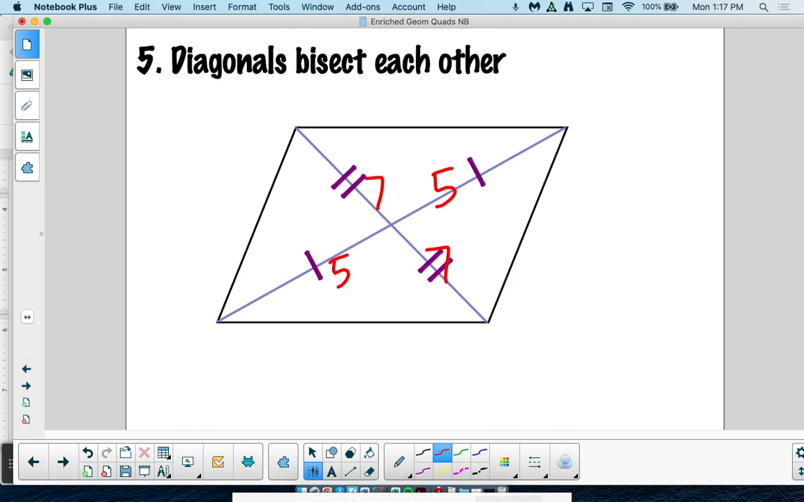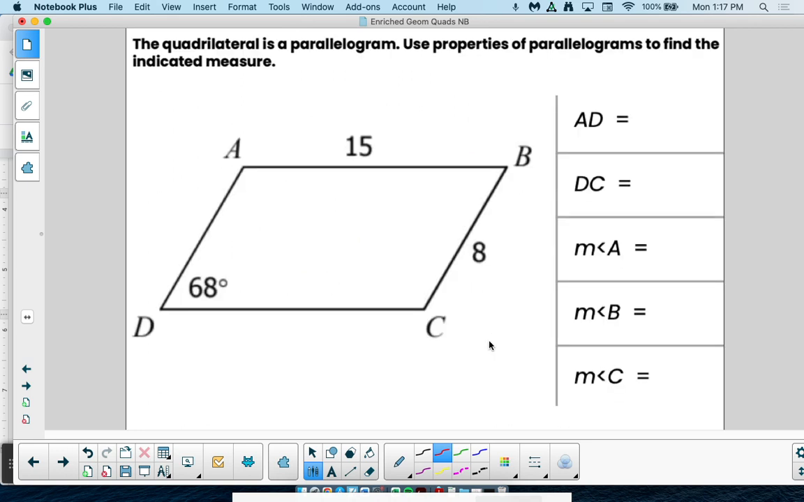So we start off very basic with these examples. We're just looking for the missing measures. So if we wanted to find AD, what would you guys think? 8. 8, because opposite sides are congruent. What about DC? 15. 15, beautiful.